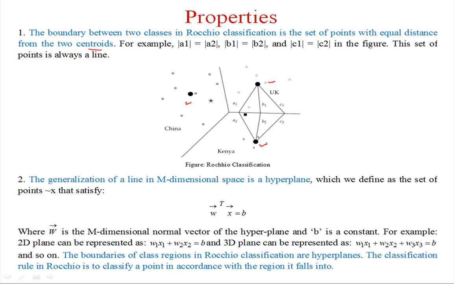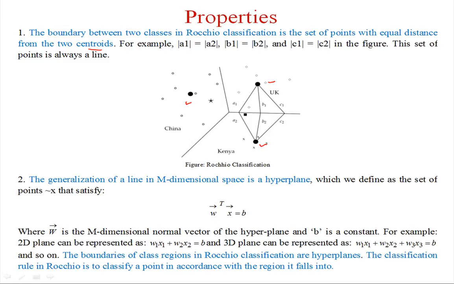A2 represents the distance of the class boundary from the centroid of the class which contains the document set represented by cross. Here A1 will be the same as A2, B1 will be the same as B2, and similarly C1 will be the same as C2. This type of representation is generally called a Voronoi diagram.